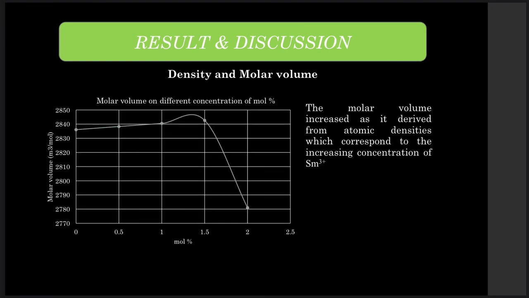So from the results shown in the table, the molar volume has been plotted against different concentrations of mole percent, same as the density. The molar volume increases as it is derived from atomic density, which corresponds to the increasing concentration of samarium oxide.